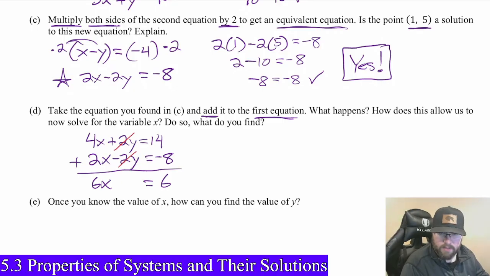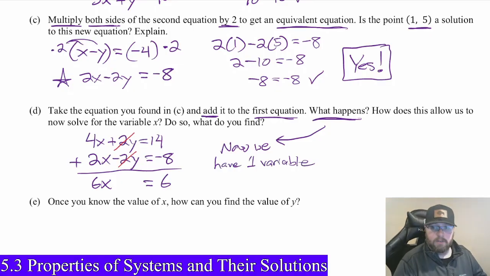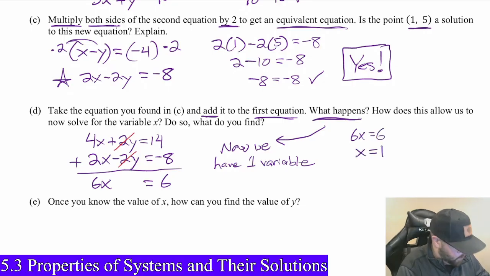So what happens now? We have one variable. There's only one variable left. The y's eliminate each other, so the y's are now gone. So we get 6x equals 6, and when we divide by 6, we get x to be a positive 1. So we notice that the y's were eliminated.